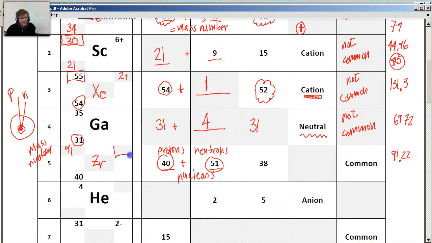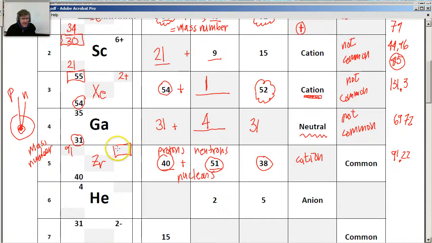What's the charge? 40 protons, 38 electrons. Ooh, I've got more protons than electrons. I've got a cation, I'm telling you right now. But how many more protons than electrons?